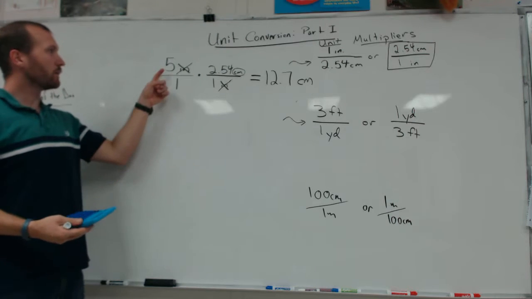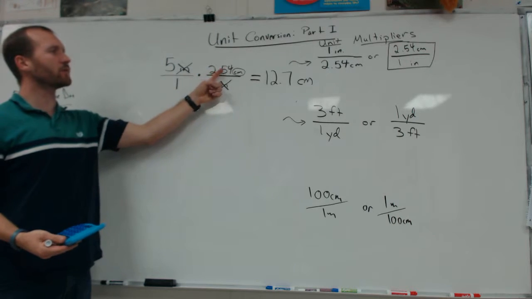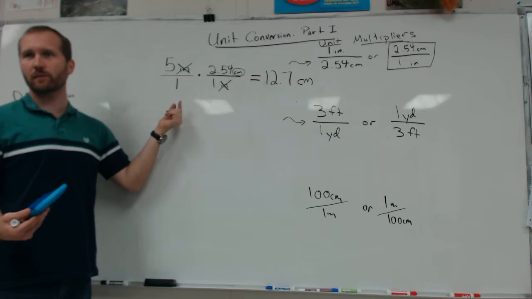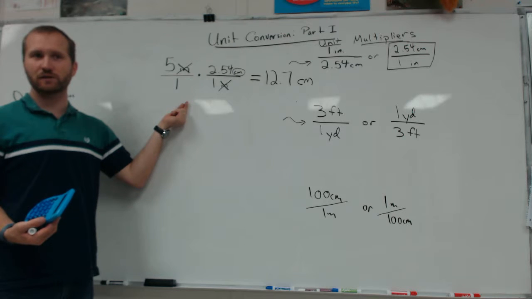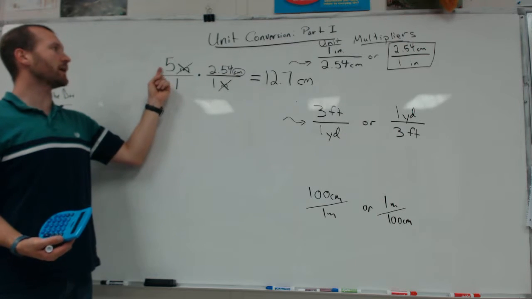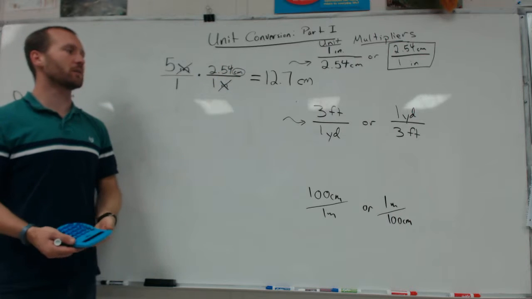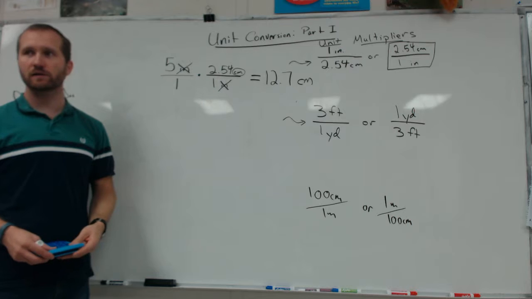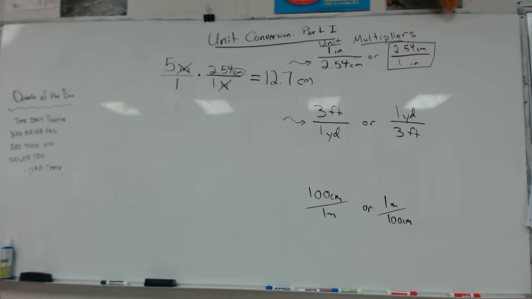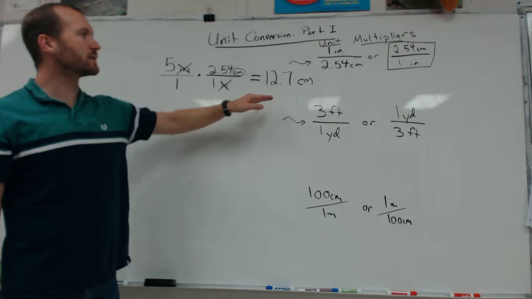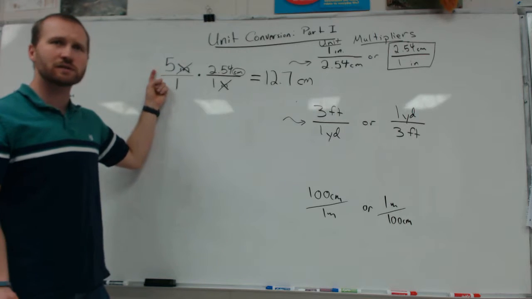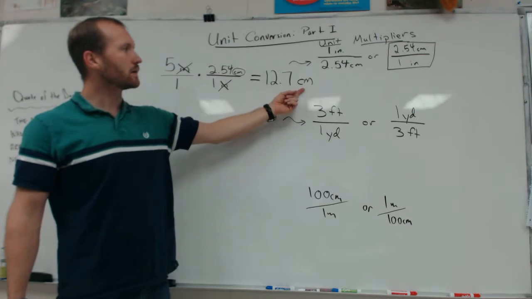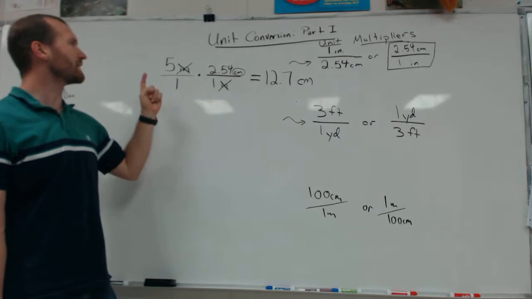We took 5 times 2.54 divided by 1, which we don't really actually have to type in because we know it's not going to change the result. So all I did was 5 times 2.54 centimeters. And that gives me 12.7 centimeters. And we want to think about this. Before we box our answer, they asked me to convert 5 inches to centimeters. First question, did I do that? Is my answer in centimeters? Yes. Second question, does this make sense?